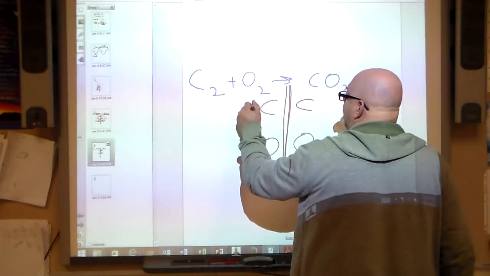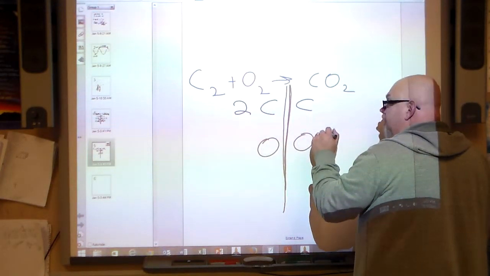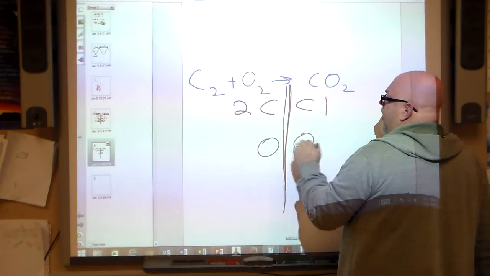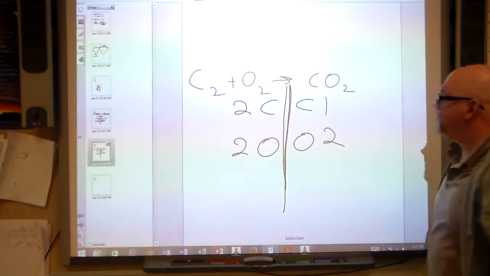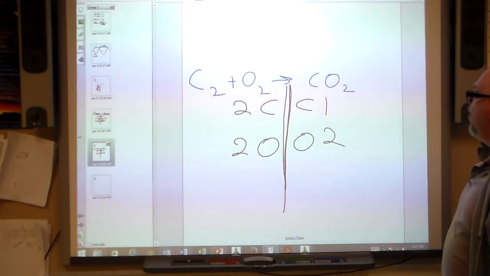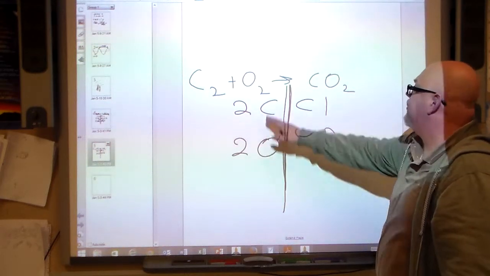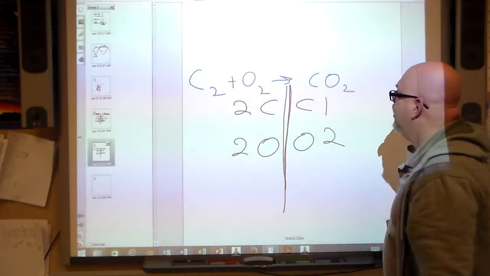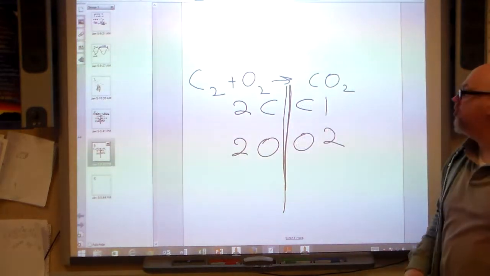So how many C's do I have here? I have 2. How many C's do I have on the product side? 1. Now I've got 2 oxygens here, and then I got 2 oxygens here. So this is what I've got. Okay, so I know my oxygens are balanced because there's 2 on both sides. We're good. And then we have 2 carbons here and 1 carbon here. So we have to change that.